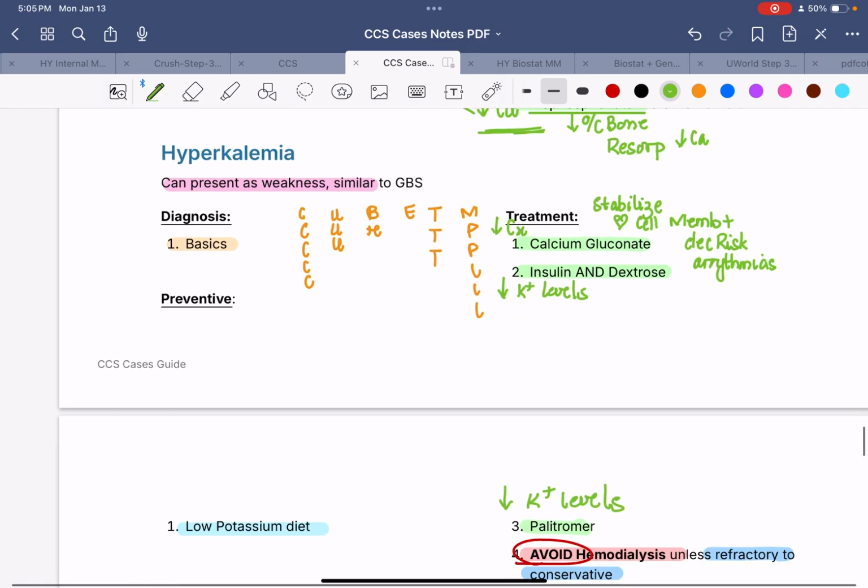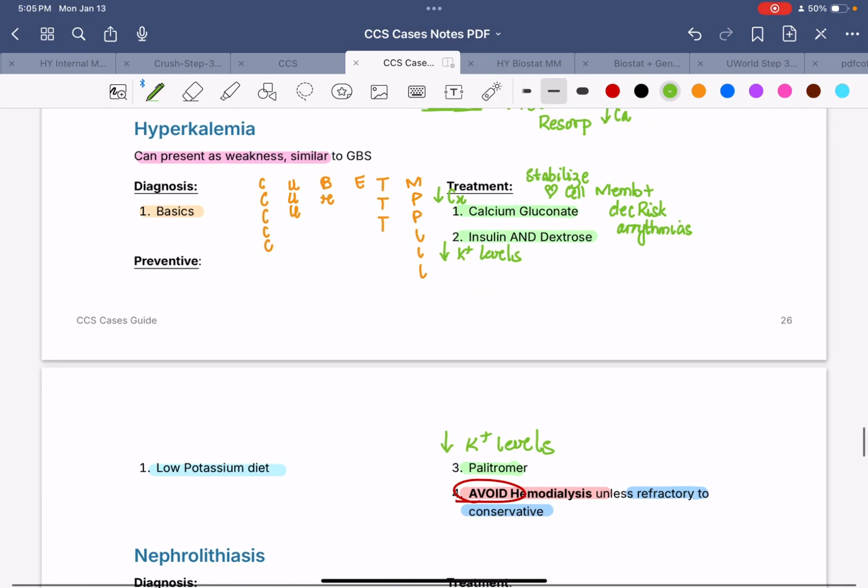Next off, you have hyperkalemia. So hyperkalemia can present as weakness similar to GBS, and of course we will do the basic tests of Cube T3 MPL. Cube T3 was CBC, then CRP, then complete metabolic profile, chest X-ray along with creatine phosphokinase, U for urine analysis, urine culture sensitivity, urine toxicology, B for beta HCG along with HbA1c, E for EKG, echo as well as ESR, T for troponin, TSH along with toxicology screen, M for magnesium, P for phosphate, P for PT, PTT, and then L for lipase, LDH, and lactate, right?